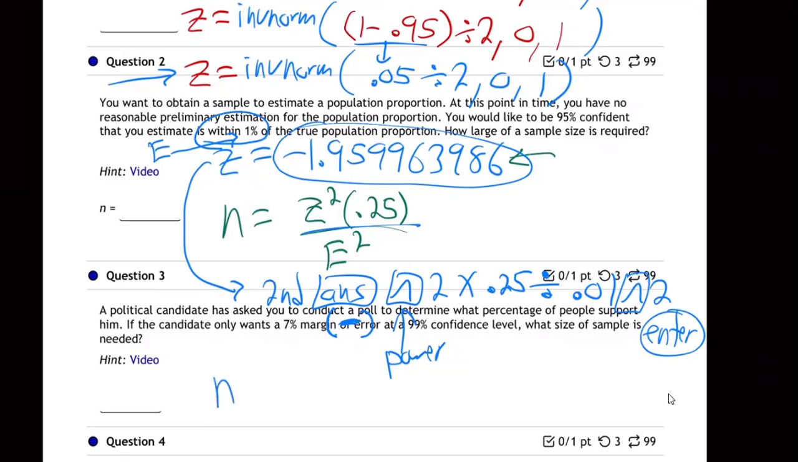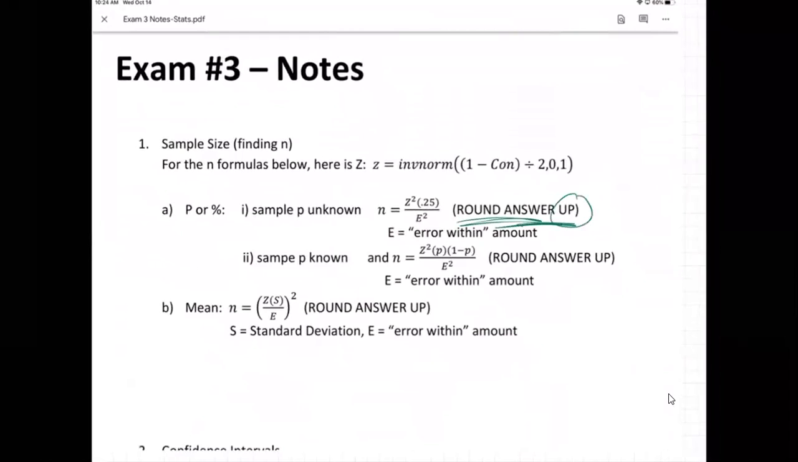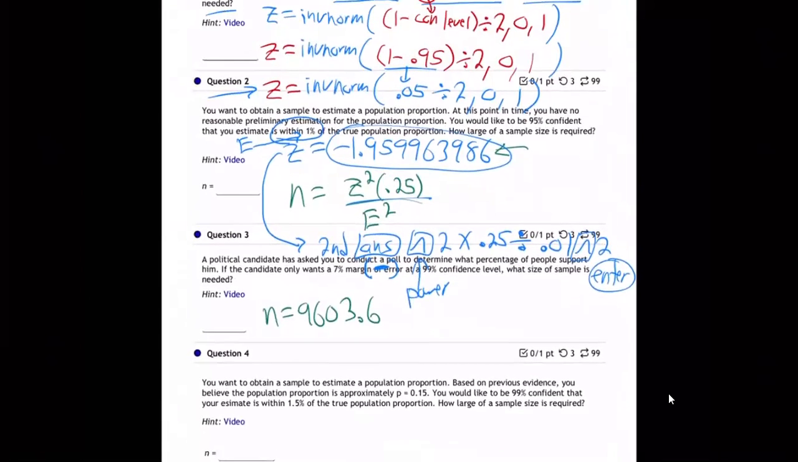And I'm getting, let me change the color here. N equals 9603.6. And notice it says, round your answer up. Up means always up. Even like 7.1 will go to 8. So in other words, it doesn't mean round to the closest. It means always go up. So go to 8. Or in our case, I'm going to round to 9604.